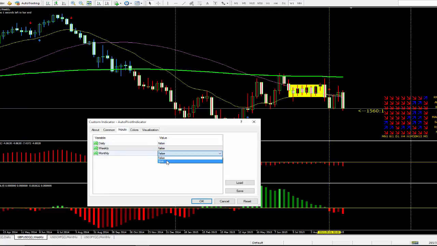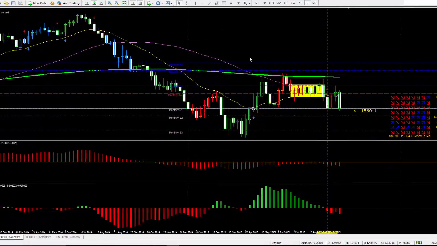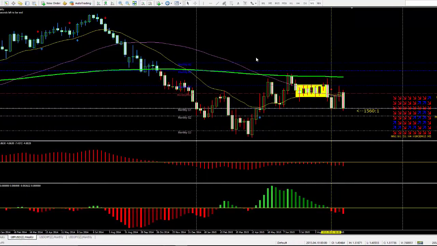So let's get rid of that. Let's apply the order pivot. Let's look at the monthly. So straight away I apply the monthly. I always look at the monthly, at where price is trading right now in conjunction to where the monthly pivot is.